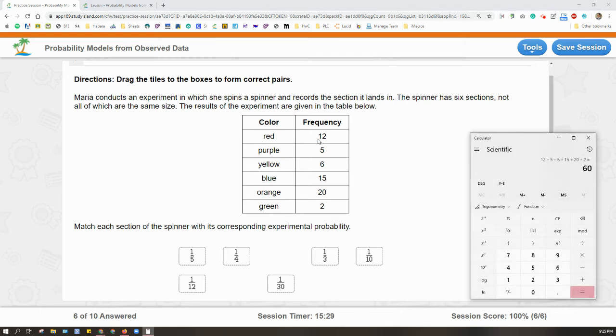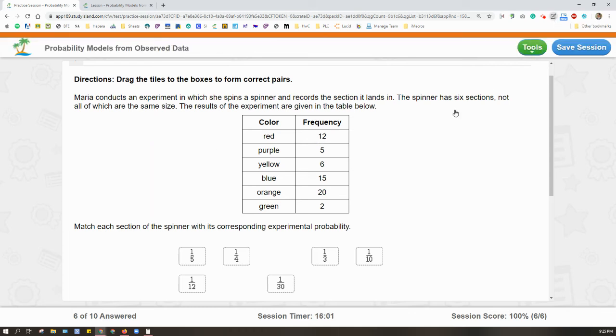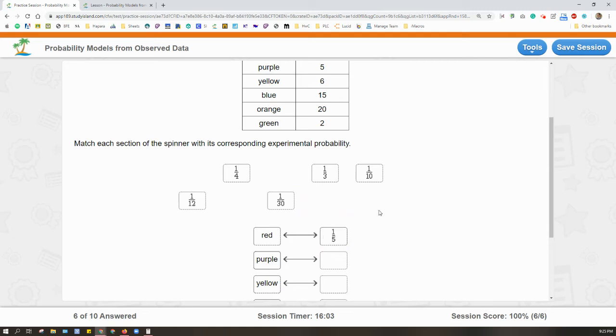So first up, red. 12 out of 60. If we have the fraction 12 out of 60, what does that simplify down to? What do 12 and 60 both divide by? Both 12 and 60 divide by 12. 12 divided by 12 is 1, and 60 divided by 12 is 5. So the probability for red is 1/5, because we got it 12 times out of the 60 total. So we'll find 1/5 and put that next to red.